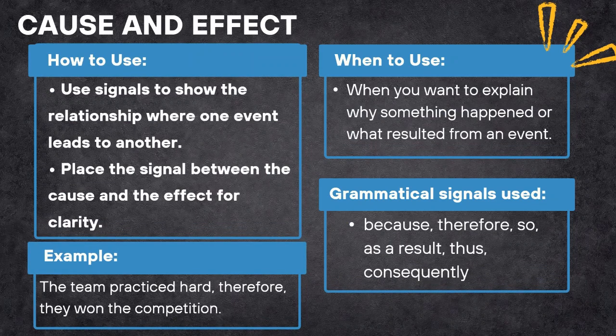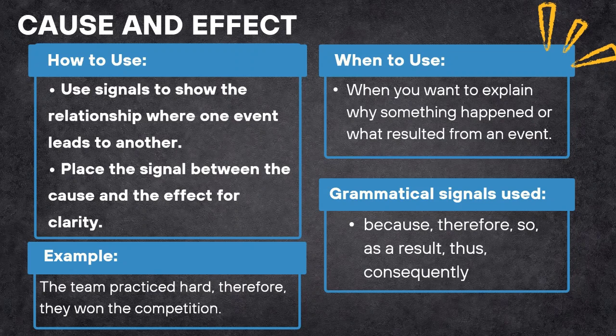Okay, next we have the cause and effect. How to use this pattern. So we use signals to show the relationship where one event leads to another. So earlier we used it to narrate, to tell a story, but here we use this pattern to show the relationship of one event that leads to another. So place the signal between the cause and the effect for clarity. So in using this pattern, we have to know where to place the signals to indicate which is the cause and which is the effect.